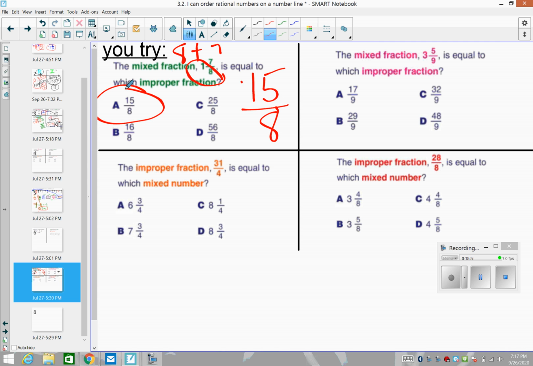So that's 2 over 2, 2 over 2. That's 2 full pizzas and 1/2. So negative 2 and 1/2 would be right here. Negative 2 and 1/2. Graphing on a number line.